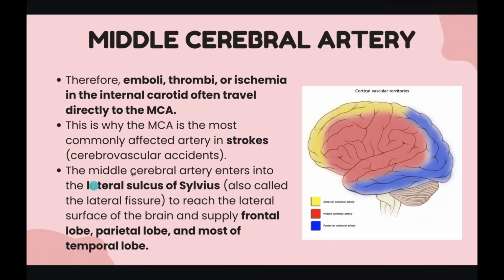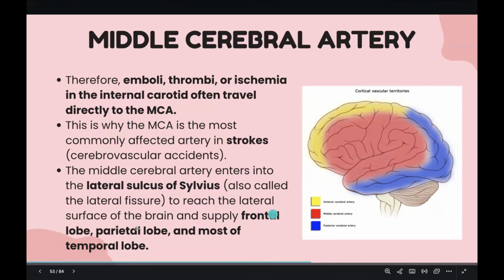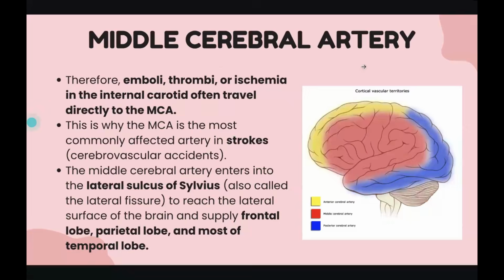Now that we've discussed that, its course is that it enters the lateral sulcus of Sylvius, also called the lateral fissure, to reach the lateral surface of the brain and supply the frontal, parietal, and most of the temporal lobe, as I said previously. This is an image to show you which artery supplies what area.